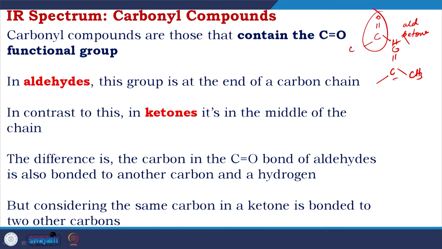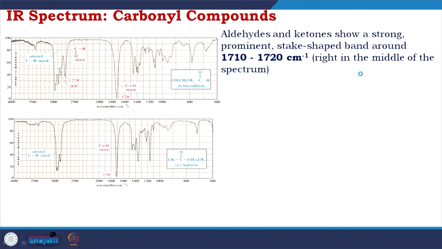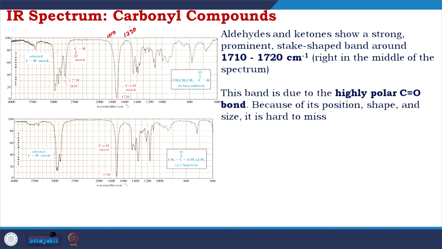So, if you think here, CH3 CHO, one carbon one hydrogen, CH3 CO CH3 two carbons. So, aldehydes and ketones show a strong prominent stake shaped band around 1710 to 1720 centimeter inverse, which is here. You will see here you get a band 1710 to 1720. This band is due to the highly polar C double bond O bond. Because of its position, shape and size, it is hard to miss again.